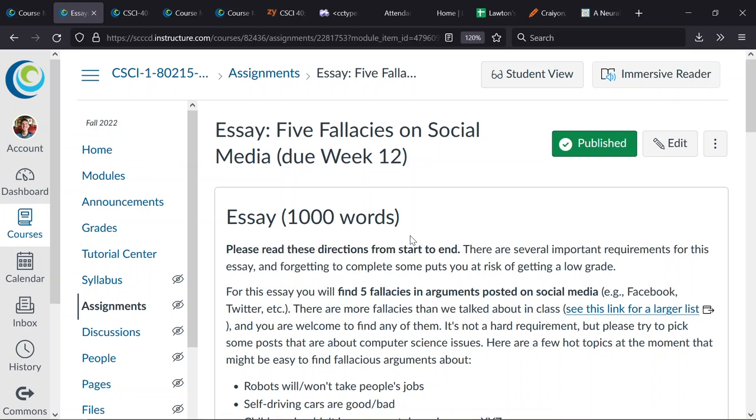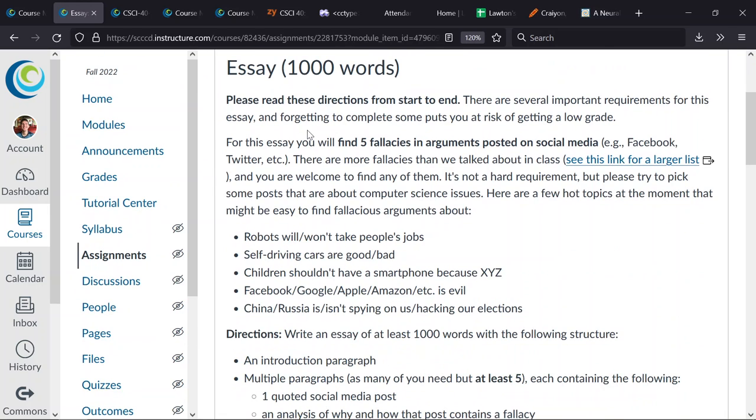I'm requiring you to do quite a few things. So the idea is I want you to find fallacies on social media. I want you to find 5 fallacies total posted on social media. So go on Facebook, go on Twitter, go on Instagram, wherever you would like to go, and find fallacies in people's posts, okay? This shouldn't be really that hard. There will be some digging, but I'll show you some good places to find them.